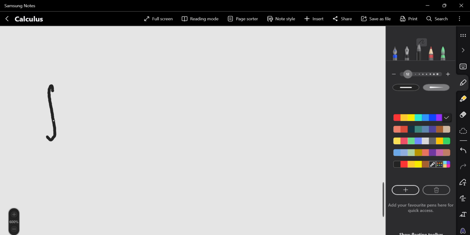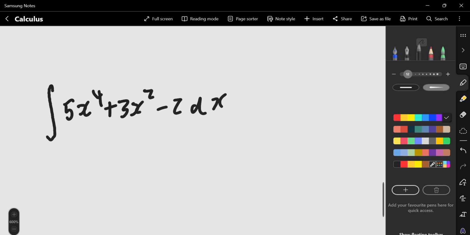So I'm going to leave you with an integral to do, and I'll leave the answer in the comments. Can anyone tell me what the integral of 5x to the 4 plus 3x squared minus 2 is? Try it out yourself. I'll leave the answer in the comments.